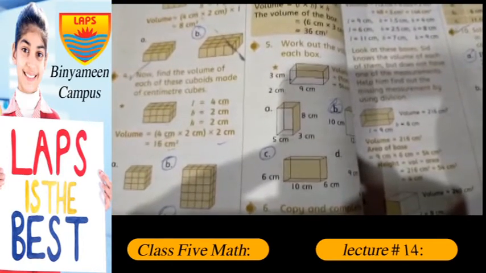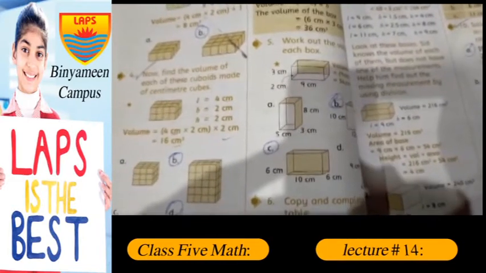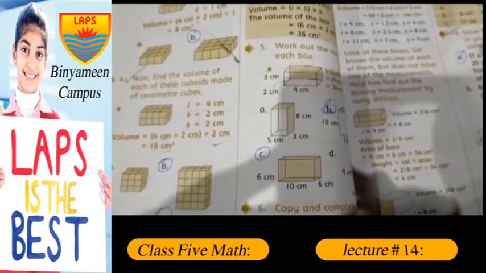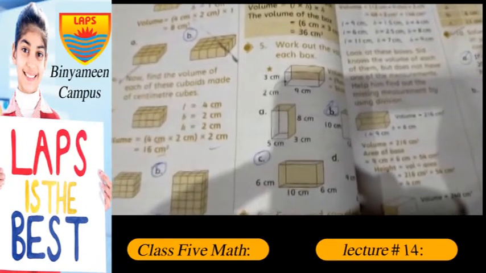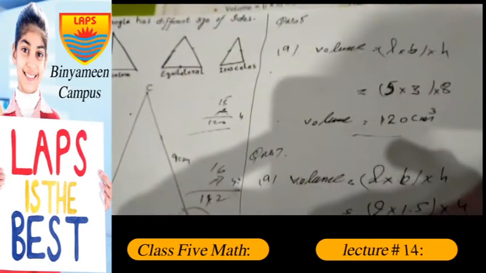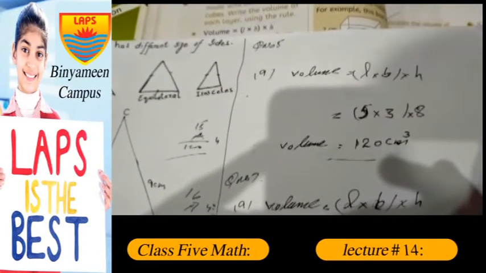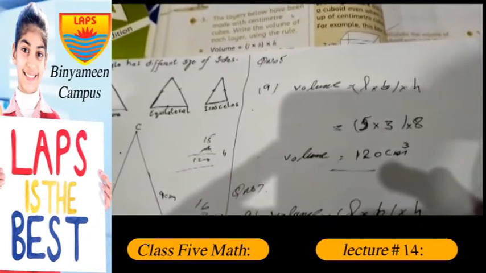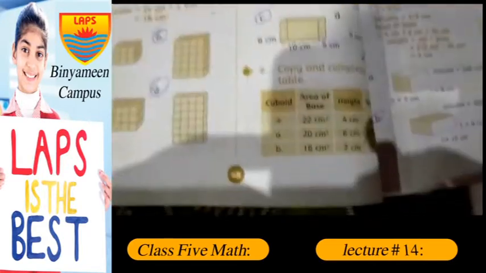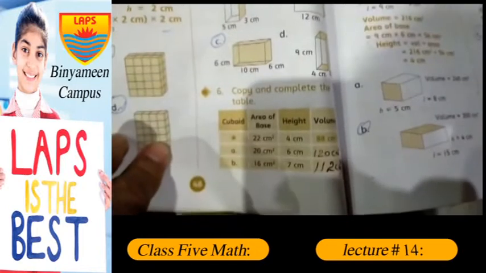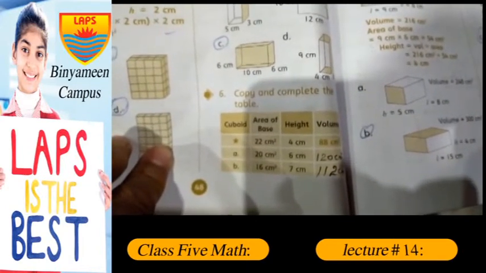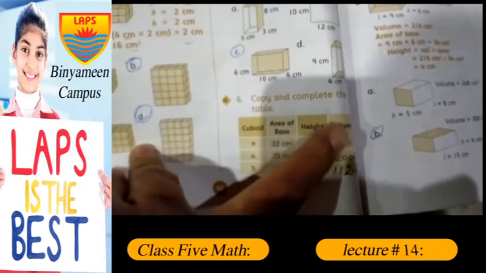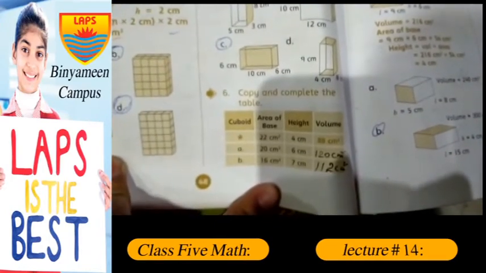Question number 5. Work out and find the volume of each box. First part done for you. Find the volume. Height given, breadth given and length given. Question number 5, part A. Volume is equal to length multiplied by breadth multiplied by height. Then 5 multiplied by 3 multiplied by 8. We got the answer. Volume is 120 centimeter cube. Question number 6 done for you. First volume we got 120 centimeter square. Then 112 centimeter square.